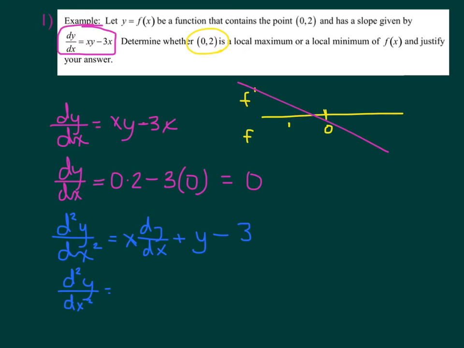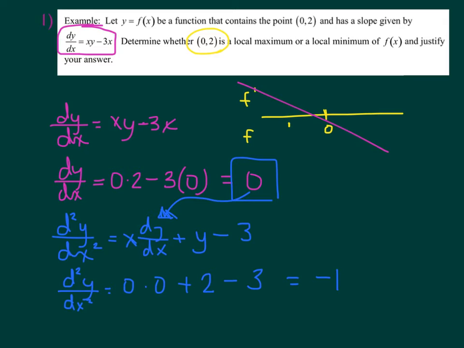Okay, so I need to go ahead and substitute in my x and my y values, 0 and 2. And also I need to sub in my dy dx. So I know my x value here is 0. My dy dx, well, I just found that for that point to also be 0. So I'm going to put that in for dy dx. So 0 times 0 plus y is 2 minus 3. And so I end up with a second derivative of negative 1.